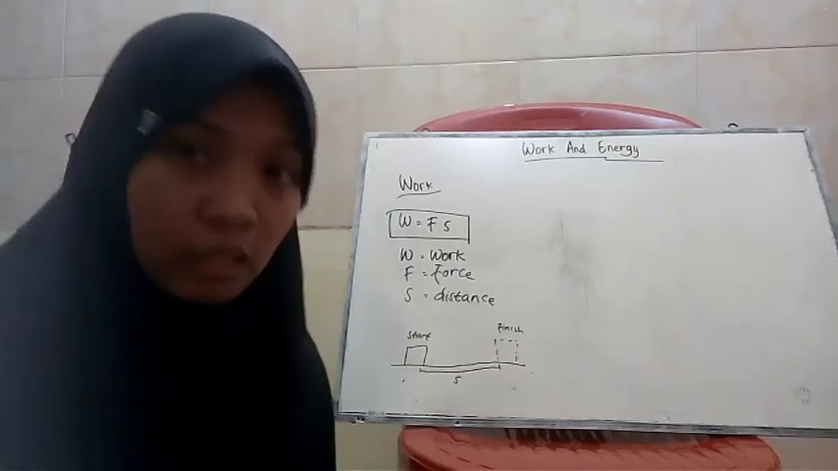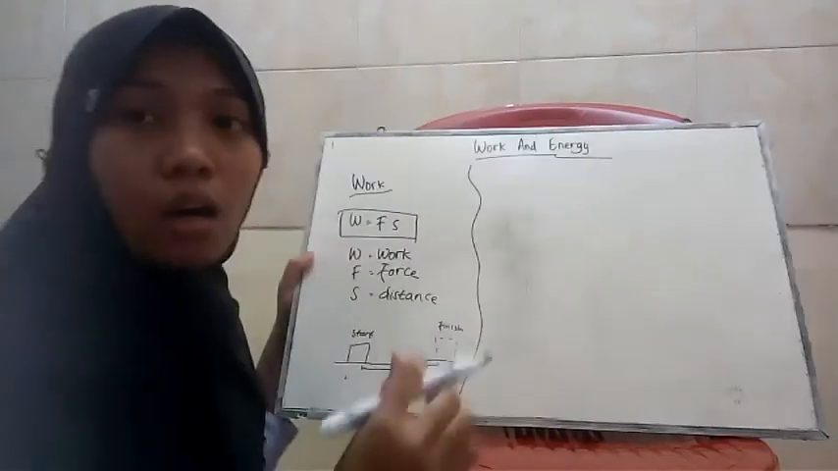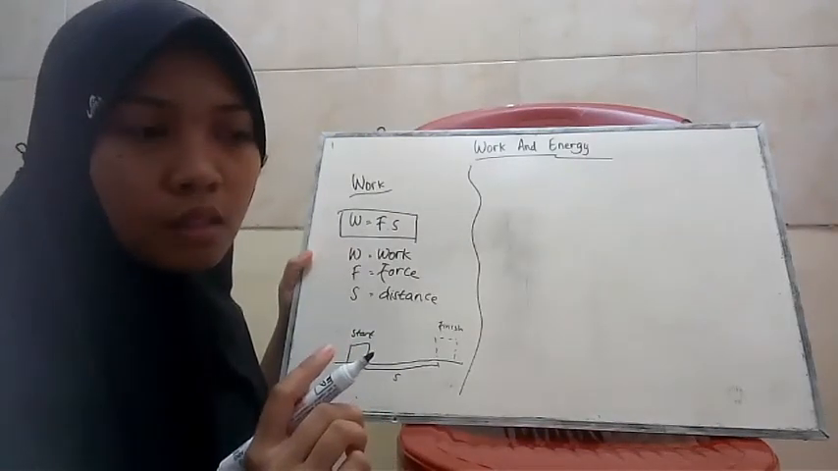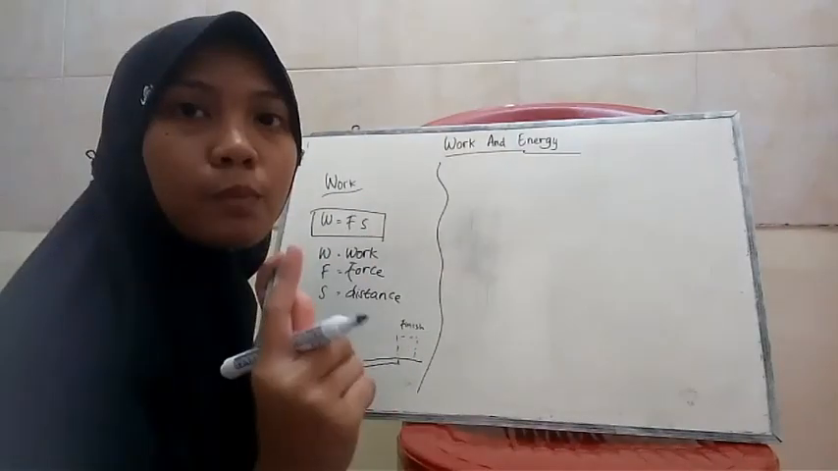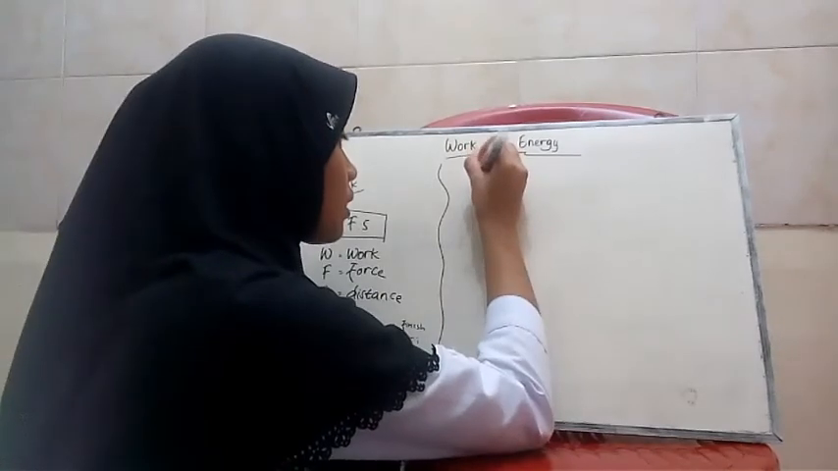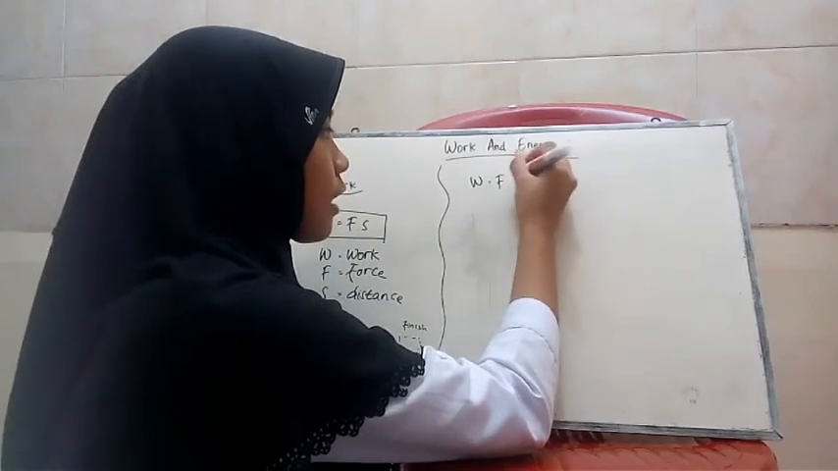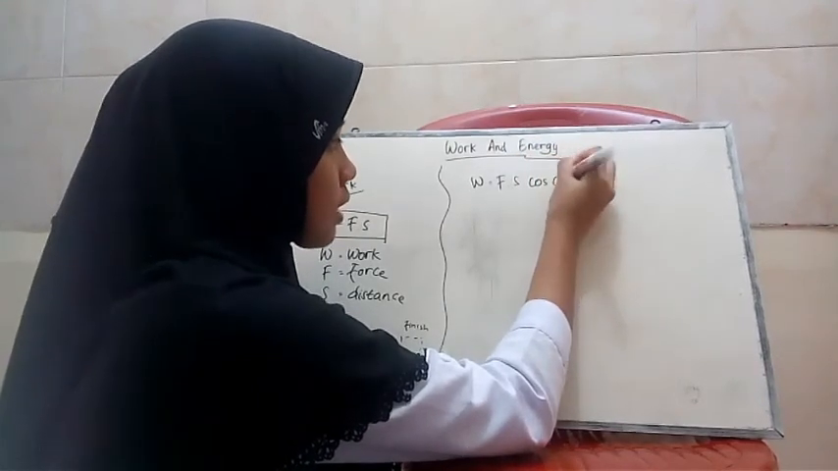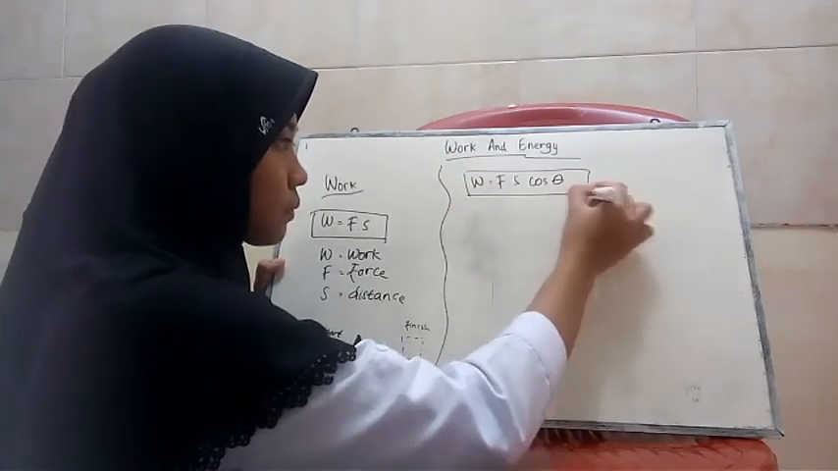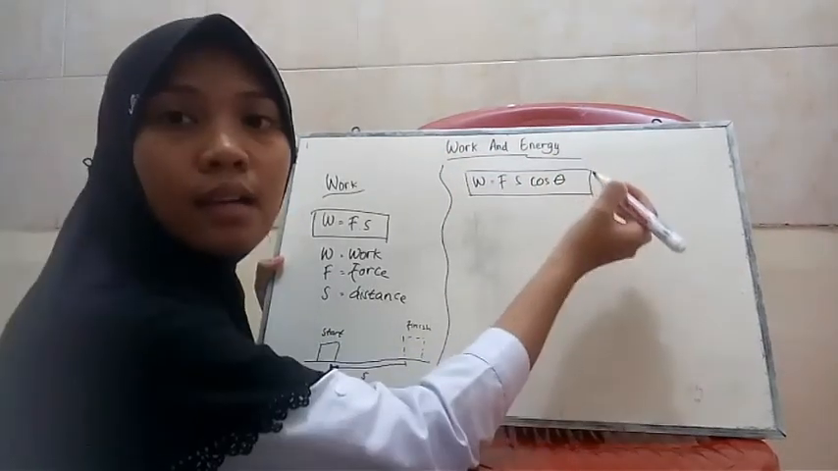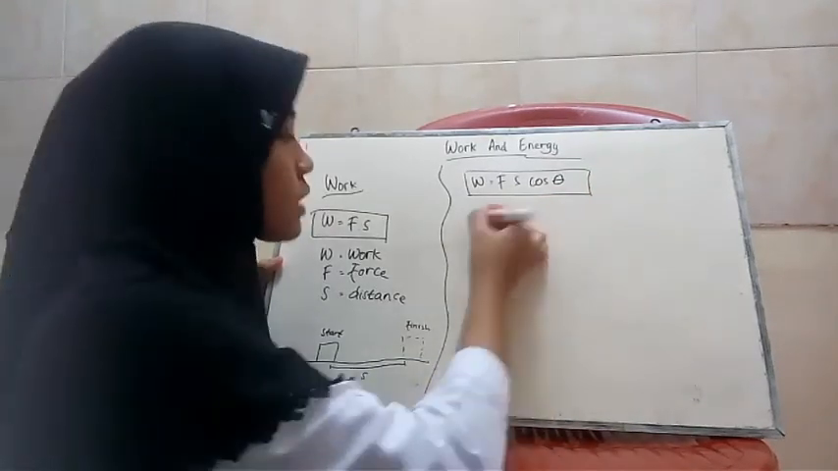And then after that, there is one more work. There is an angle, so we can formulate W equals F S cos theta. Theta is the angle of the work. The picture is like this.